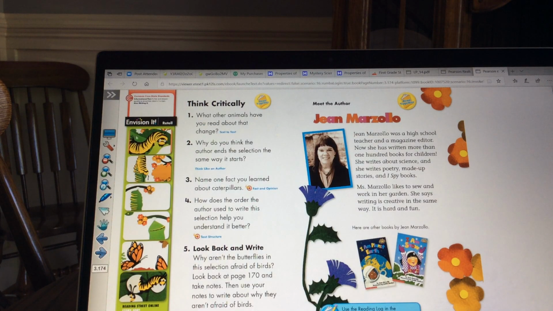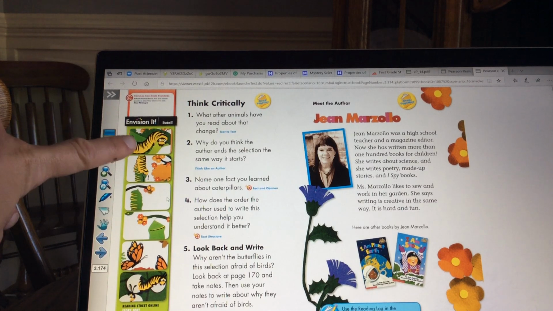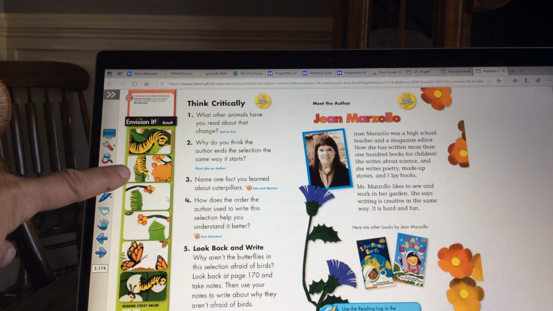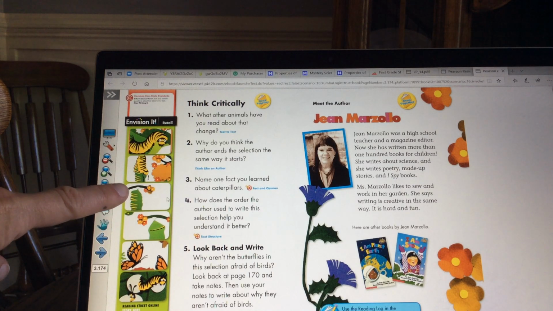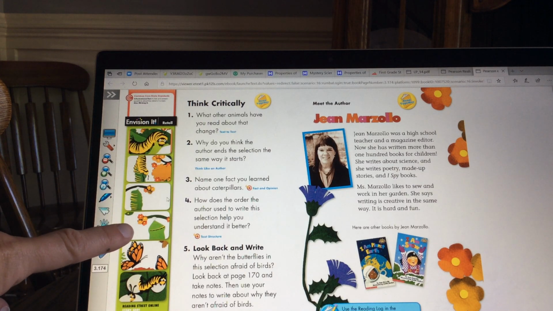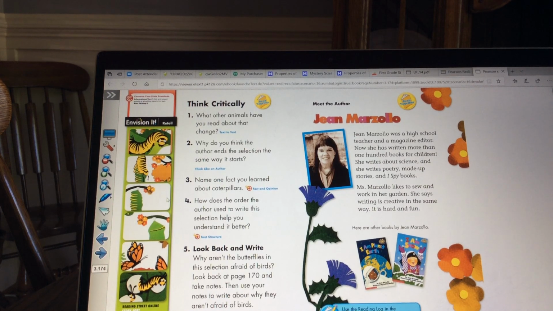Okay, so on this page right here, and I'm going to leave it up for a while, I want you to use these pictures to help you retell this story. So you're going to think about what happens first. And then what happens second. What happens third? What happens fourth? Fifth and sixth. So go ahead and practice retelling the story right now.